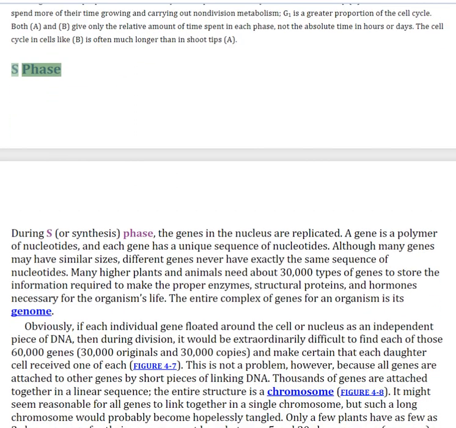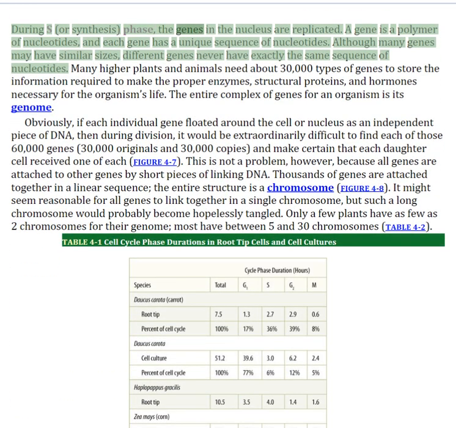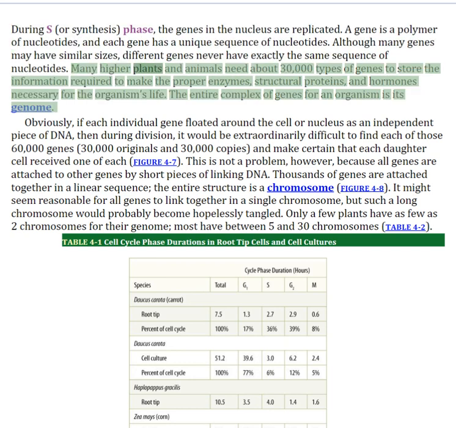S phase. During S phase, the genes in the nucleus are replicated. A gene is a polymer of nucleotides, and each gene has a unique sequence of nucleotides. Although many genes may have similar sizes, different genes never have exactly the same sequence of nucleotides. Many higher plants and animals need about 30,000 types of genes to store the information required to make the proper enzymes, structural proteins, and hormones necessary for the organism's life. The entire complex of genes for an organism is its genome.